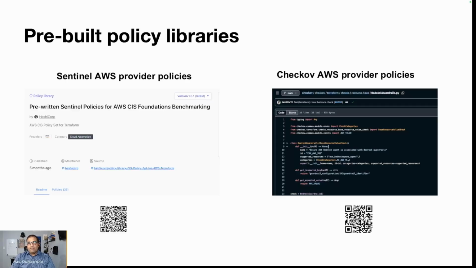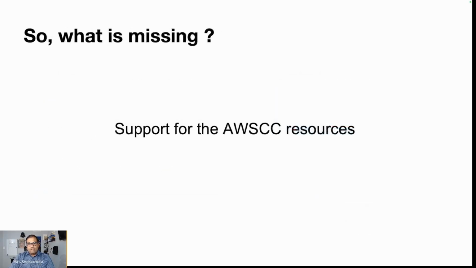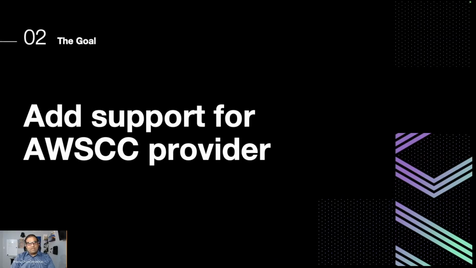But what's missing here? Now, I said there are two AWS providers. When I looked at the policy listings and policy sets that are covering resources, helping you to deploy or provision workloads in AWS, it was missing the AWSCC provider in its entirety. So I started on a goal.